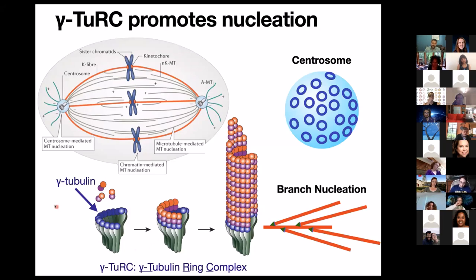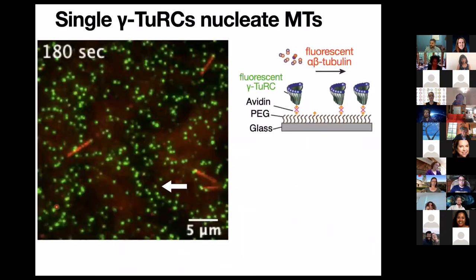And no one had really been able to see it happening directly until Concha did a series of experiments just this past couple of years. So she's been able to purify competent gamma tubulin and come up with a completely in vitro assay for studying microtubule nucleation. So in this movie, we have gamma tubulins labeled in green, the little dots. Tubulin is going to be in red.